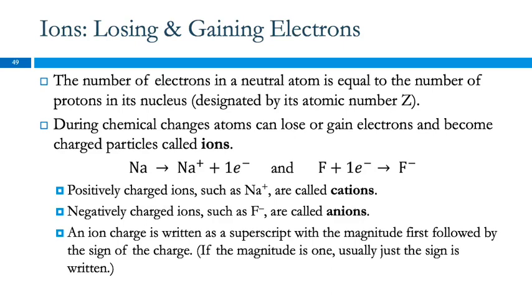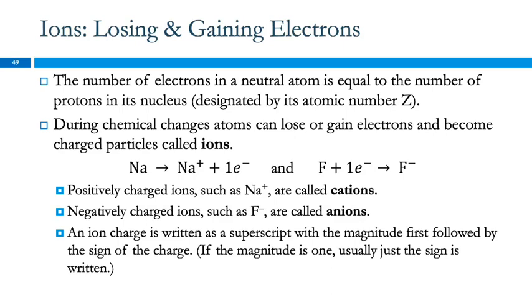So here we've got two examples. Sodium in a reaction can become a sodium ion by losing an electron. A fluorine atom can gain an electron and become an ion. So positively charged ions are called cations, and negative ones are anions. So if you like cats, this works out well because you have positive feelings about cats and cations are positive. The charges are written as superscripts to the right of the element symbol.